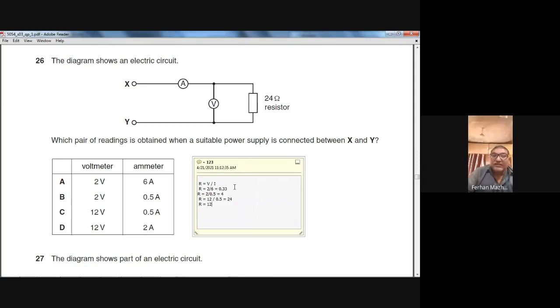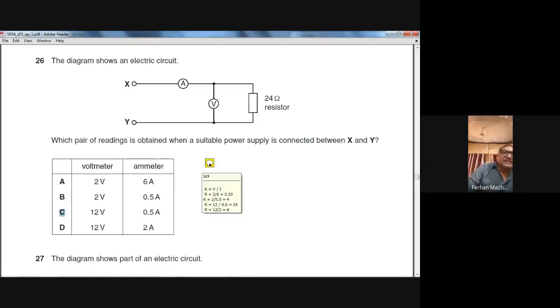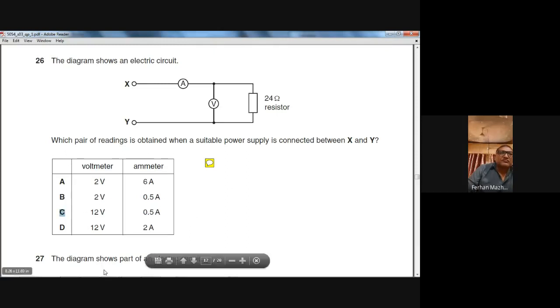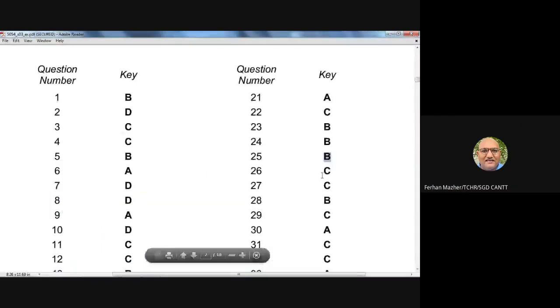Okay, so this is 12 divided by 2, and it will be how much? 6 ohm. That's not our answer. So the correct answer will be this one. So C is the right option. C is the right option, sir.